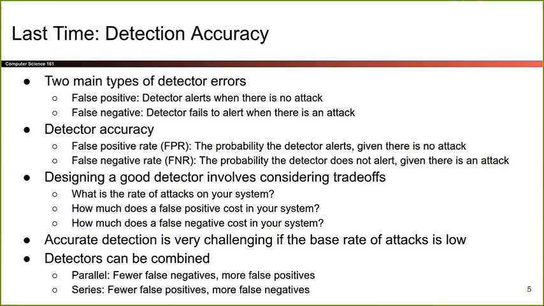Maybe you have multiple detectors and you want to chain them together. You can chain them in parallel to say if either detector alerts, then I'll alert. Or you can chain them in series to say if both detectors alert, then we'll alert. If only one of the detectors alerts, then I won't alert. And again, here's a trade-off. If you use parallel, you reduce false negatives but usually increase false positives. And if you chain them in series, you have fewer false positives but more false negatives. So again, you have to look at the trade-offs and figure out, does this work for my application? Okay.